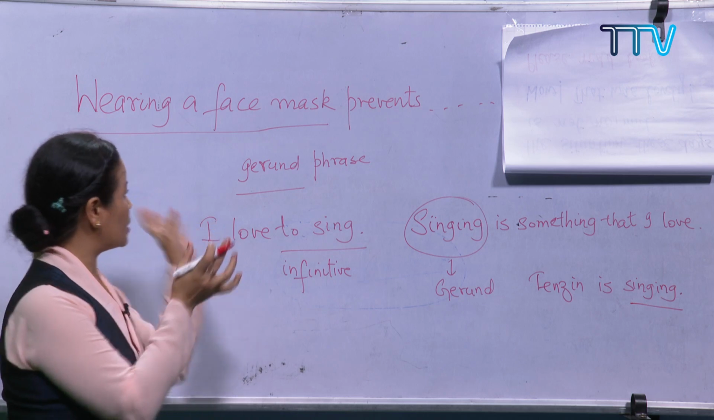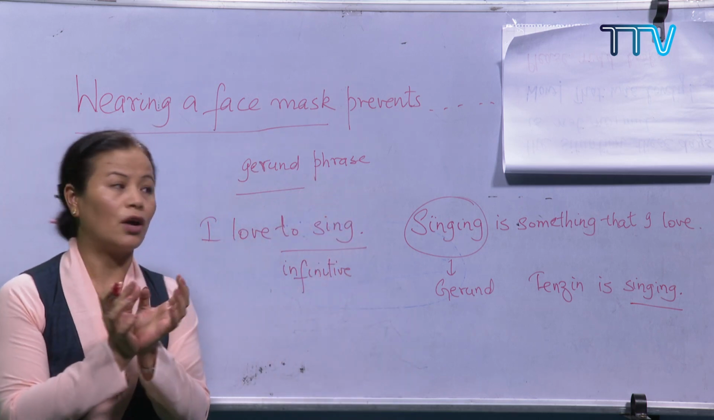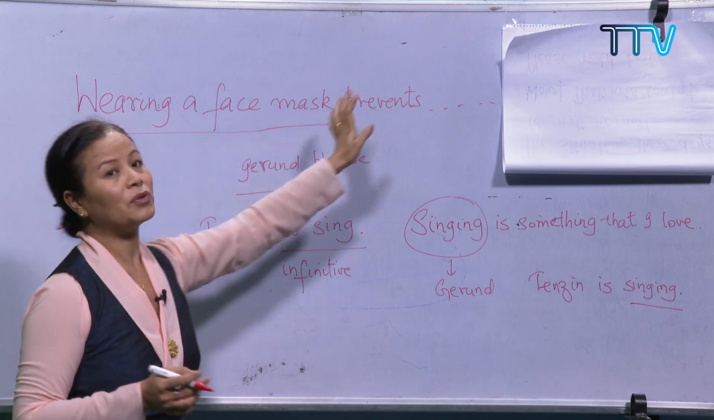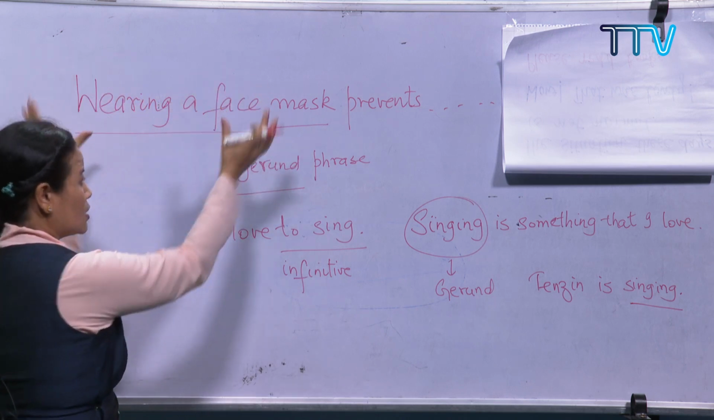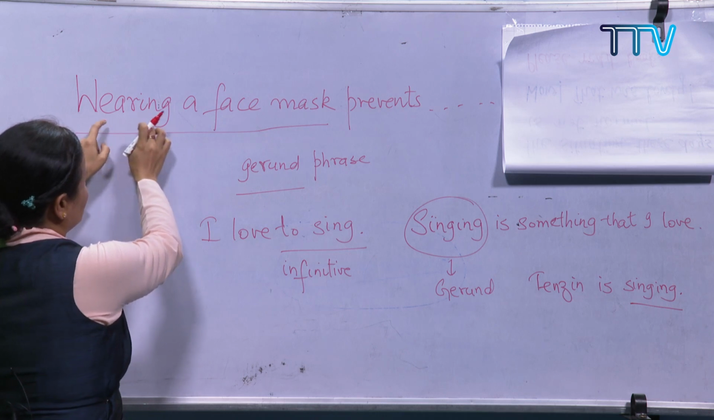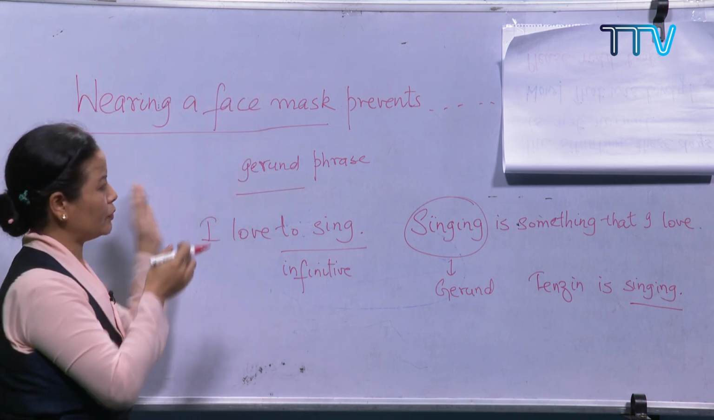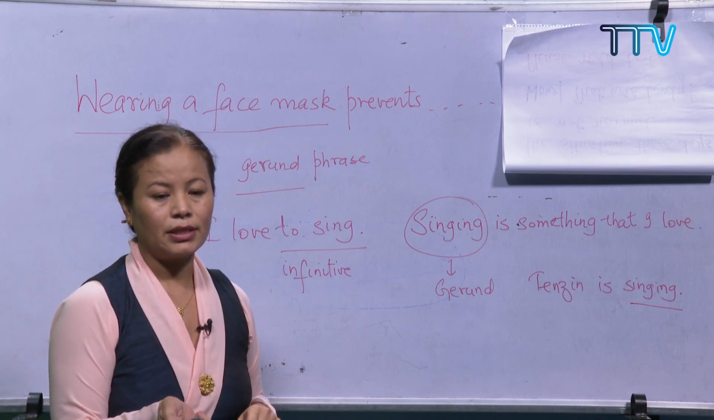So it's an activity, like singing is something that I love. So singing is that activity, that is a noun, right? Now a gerund phrase: wearing a face mask prevents the spread of disease. So wearing a face mask is then an activity. So we are not looking at this word as a verb, but as a noun, right? So that is one, and then let us look at another example.